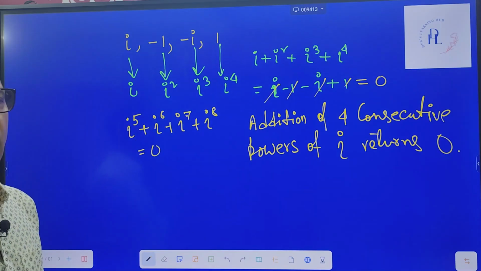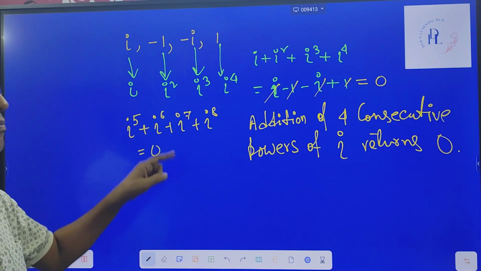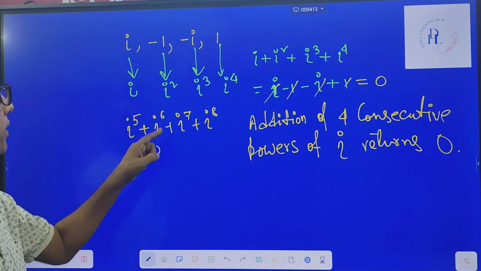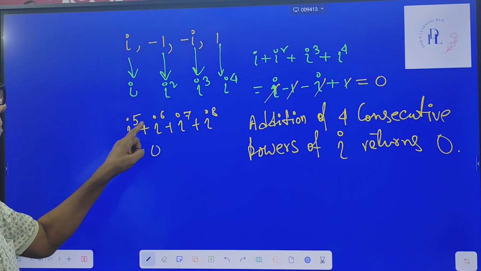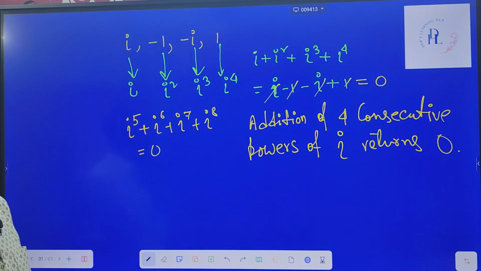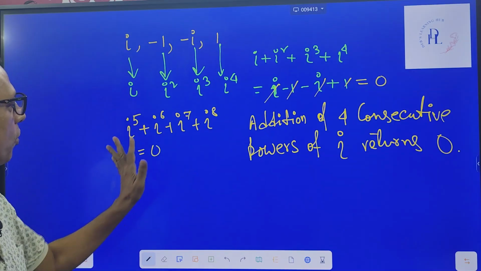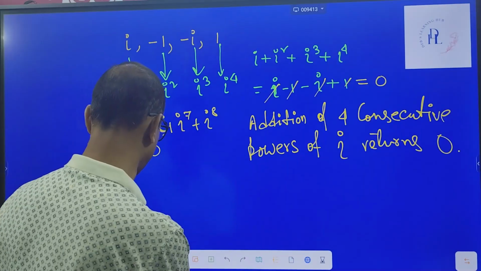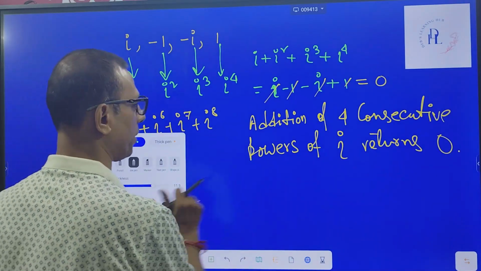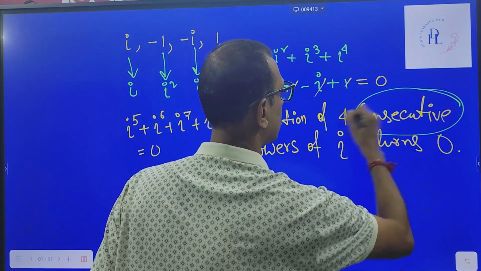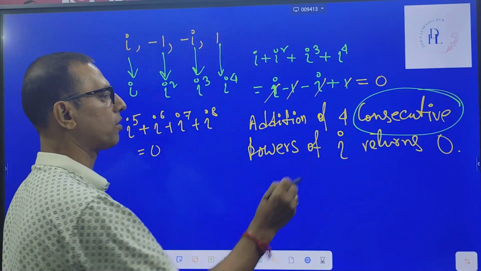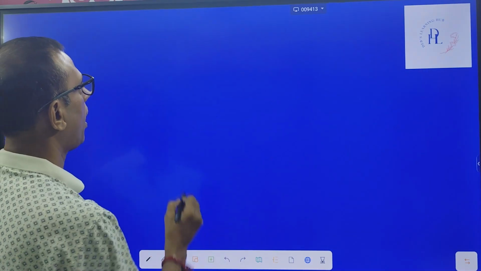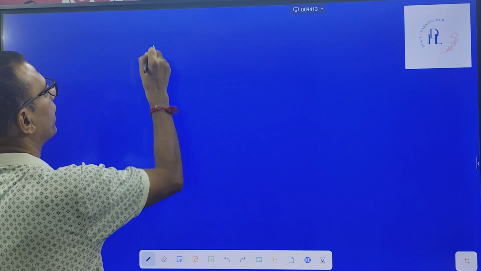i to the power 6 means i to the power 5 into i. So i to the power 5 is i, so i square will be minus 1. Next one will be minus i. Next one will be plus 1. So altogether it is 0. So addition of 4 consecutive powers, that you need to remember. 4 consecutive powers of i returns 0. This is the important term. Got it?